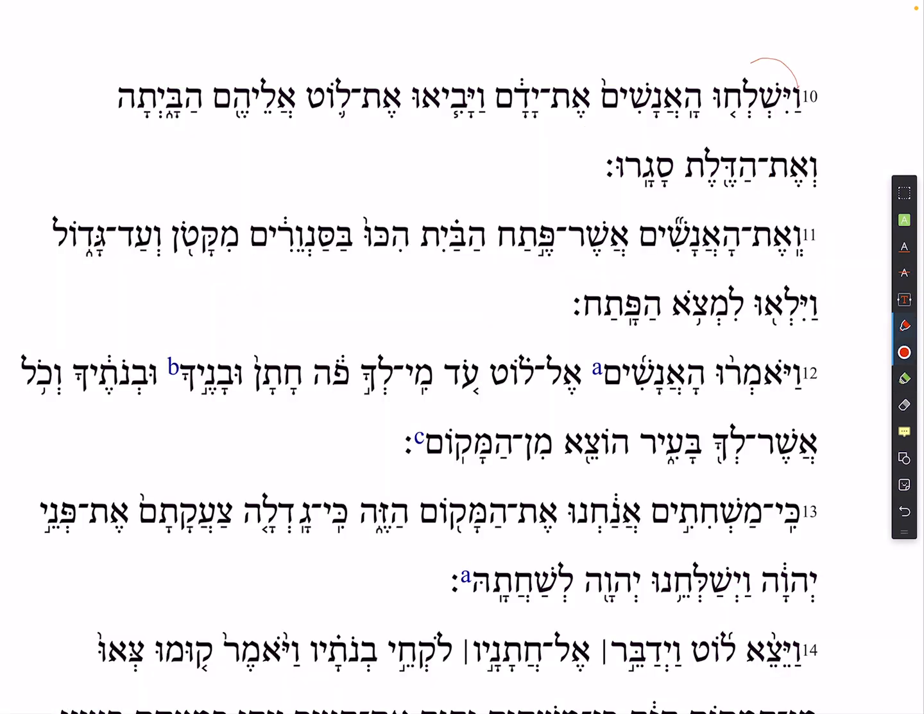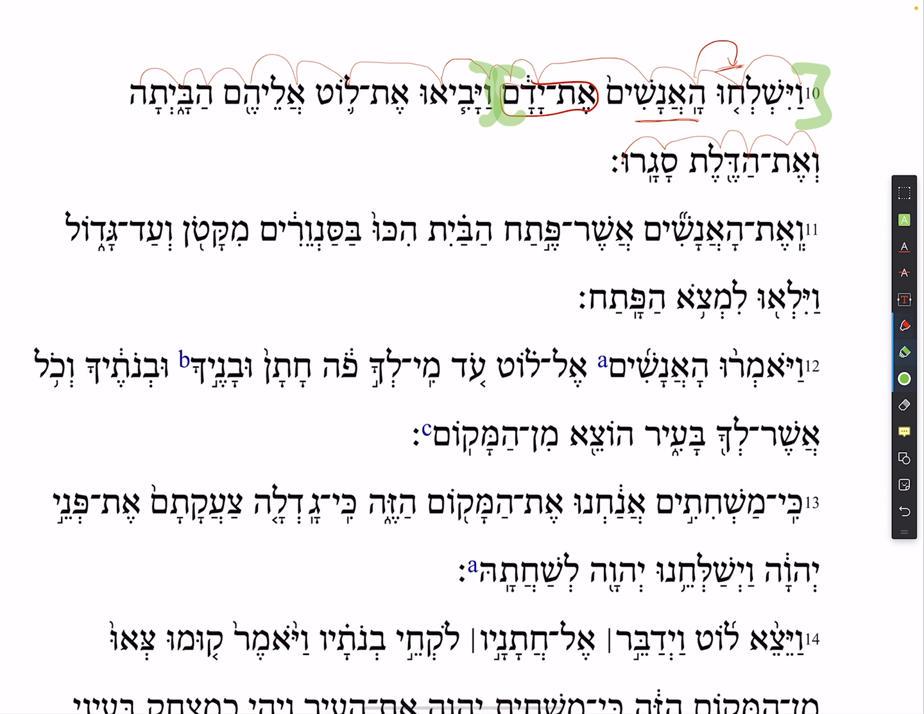Verse 10. And the men sent out their hand, and they brought Lot to them, into the house, and the door they closed. So vayishlechu, and they sent, and the men sent. Here we have our plural subject fitting the plural predicate, and the men sent their hand. So obviously the direct object for the sending. What are they sending? They're sending the hand.